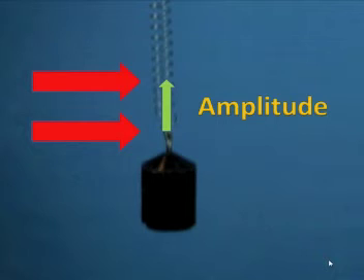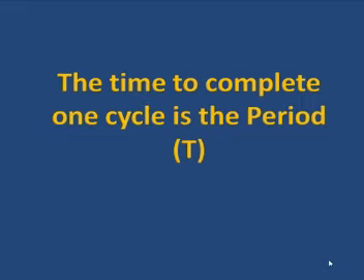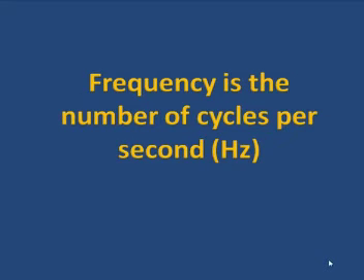And as it continues to bounce up, it squishes the spring, then the spring pushes it back down, and it keeps going. One repetition is called a cycle. Another word you need to know. The time to complete one cycle, or one repetition, is the period. The time to go up and down once is the period, capital T. And the frequency is how many times it goes up and down in a second, and if it's per second, it's always called hertz, Hz.